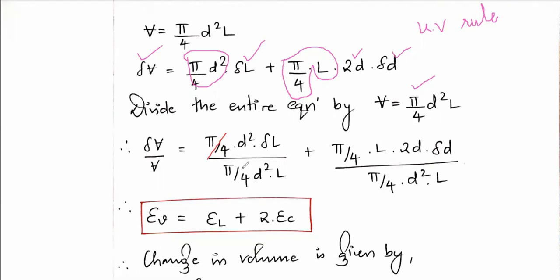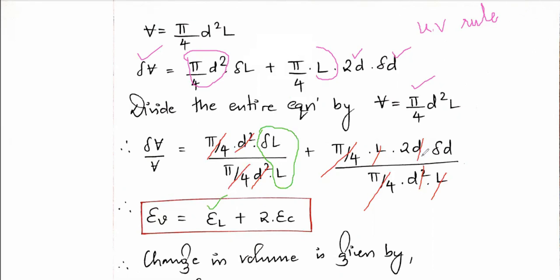Now here pi by 4 and pi by 4 are getting cancelled, d square and d square are getting cancelled, pi by 4 and pi by 4 are getting cancelled, L and L are getting cancelled, 1 d and d are getting cancelled. So if we just check what is remaining here, it is important for us. In this case it is delta L by L. Delta L by L is nothing but longitudinal strain.